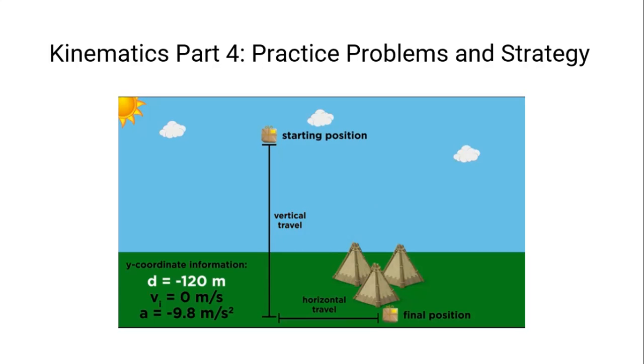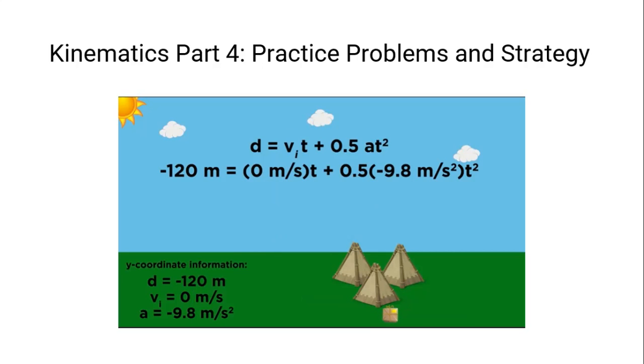We know that the position will be negative 120 meters, since it will travel that far in the negative direction. Initial velocity in the y direction is 0, since the helicopter has no vertical motion, and acceleration is known. Let's plug these into this equation and solve for t, which will be about 4.95 seconds.